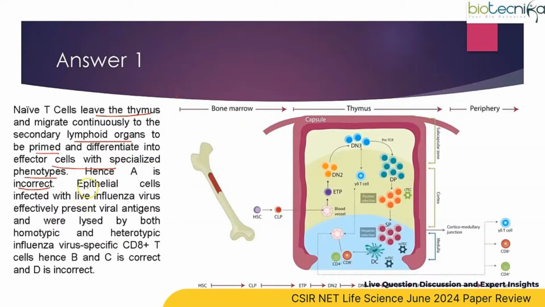And other statements already we went through. So epithelial cells infected with live influenza virus effectively present viral antigens and were lysed by both homotypic and heterotypic influenza virus specific CD8 plus T cells. So B and C are correct while D is incorrect. So if you see how the priming is taking place. Once these T cells develop in the bone marrow, they go to thymus, they form different cells, CD4, CD8 cells, and then they go to the periphery.